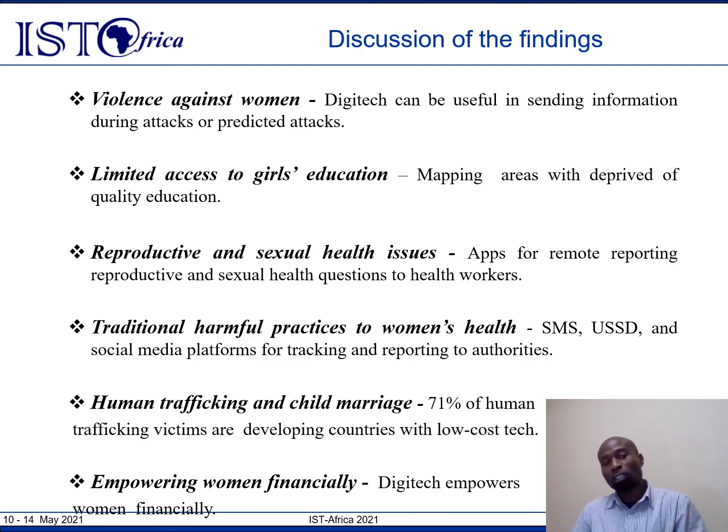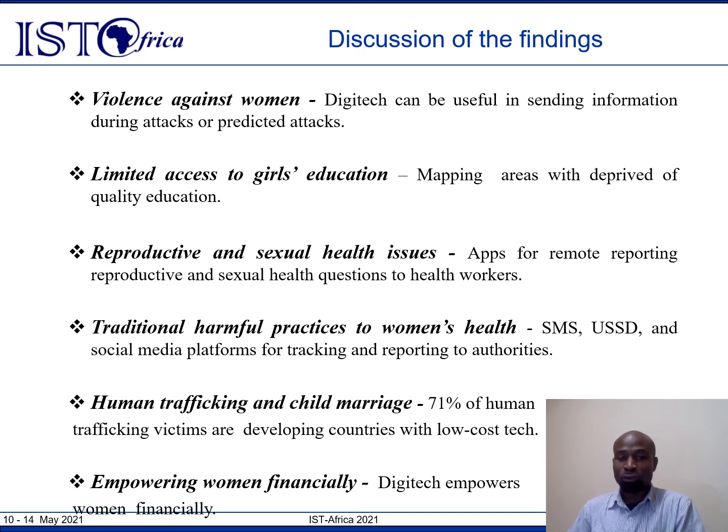Some of the discussion points include violence against women. Digital technology can be useful in sending information during attacks or predicted attacks. Citizen science research can really be useful in this area. In the area of limited access to girls' education, areas where the girl child experiences limited education or lack of access to education can be easily mapped through sending of data to the appropriate authority to inform their decision, to know the areas where there's lacking educational infrastructure or education resources for the girl child.